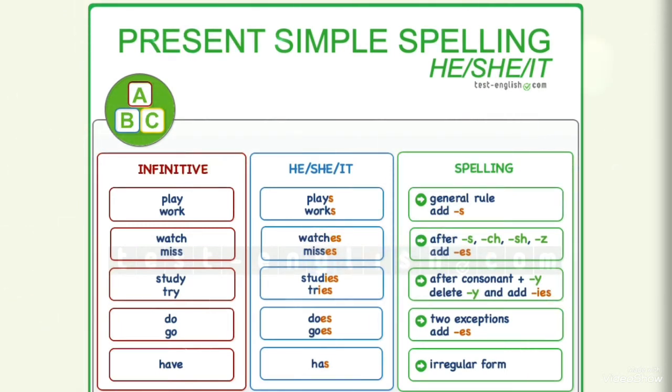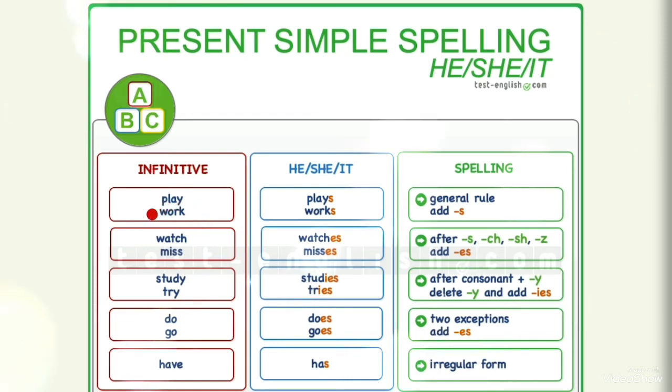In some verbs like play or work, when we add S with he, she, and it, we will put only S. Plays, works. So the general rule is: add S, only S. Why? Because these are regular verbs.